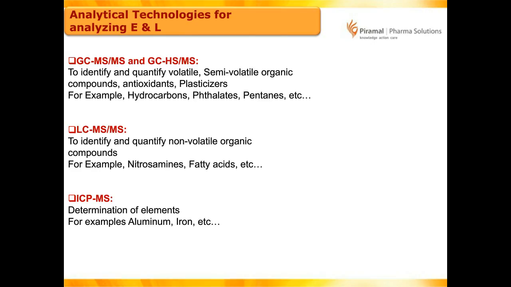You need to have an understanding of that particular instrument, and the capability to develop a method using these different techniques. The technique being used is GC-MSMS. GC-MSMS is one of the instruments where you try to identify all volatile and non-volatile impurities in your compound. For example, hydrocarbons, phthalates, pentenes, etc. are the critical components which can be identified by using GC-MSMS.